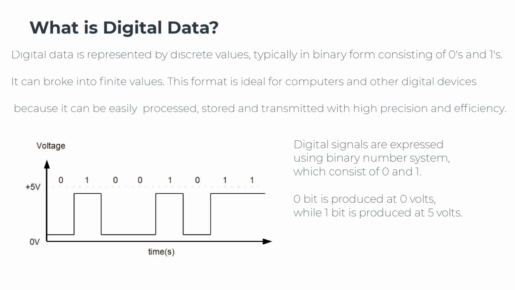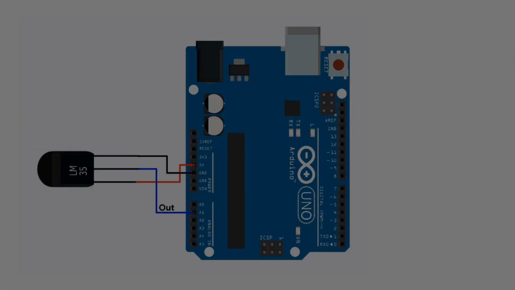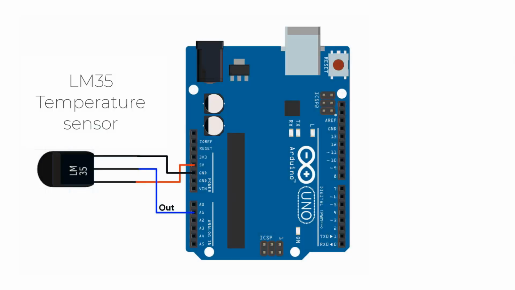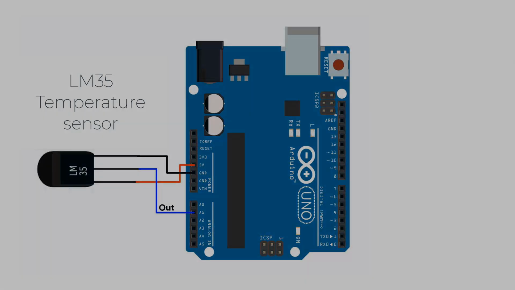Digital signals are expressed using the binary number system, which consists of the digits 0 and 1. For instance, in the voltage signal shown in the adjacent image, a value of 0 is obtained at 0 volts, while a value of 1 is obtained at 5 volts. Sensors that measure effects like temperature, light, and sound usually provide analog outputs, but Arduino is not capable of processing analog signals. Therefore, it is necessary to calculate the digital values corresponding to the analog signals.